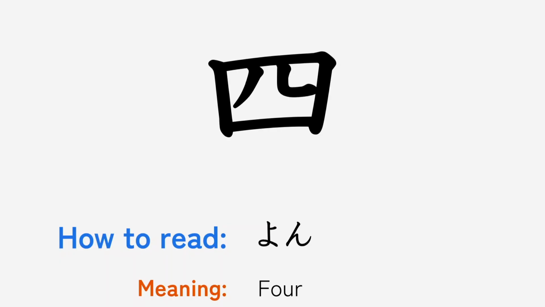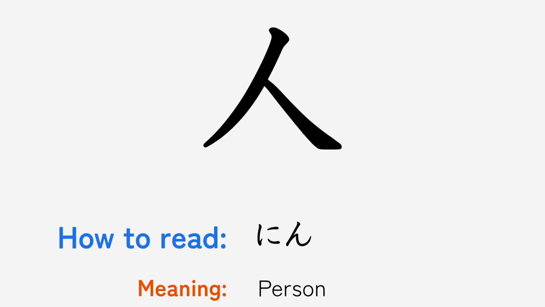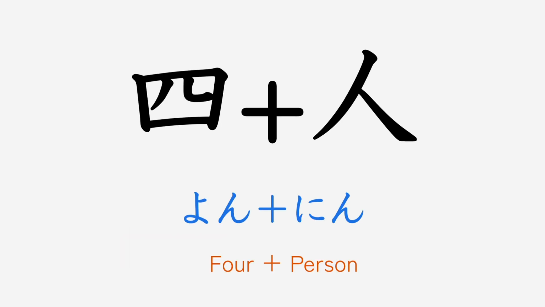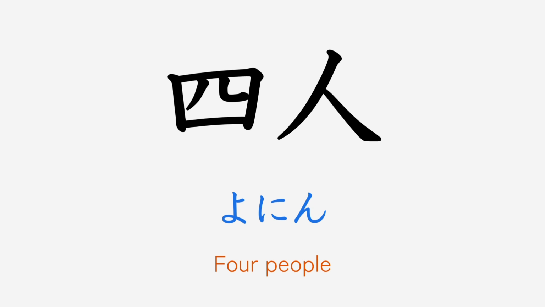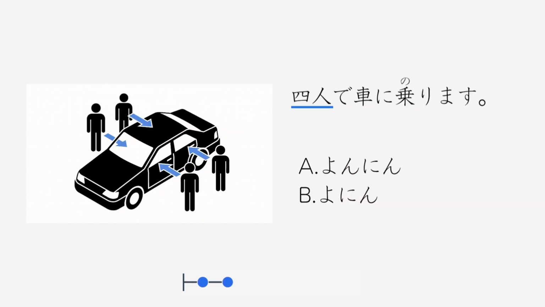Yon is 4. Nin means person. 4 plus person makes yonin, meaning 4 people. How do you read the underlined kanji? The answer is B. Watch out. We drop the n. It is not yonin, but yonin.